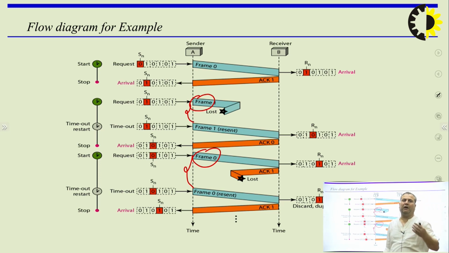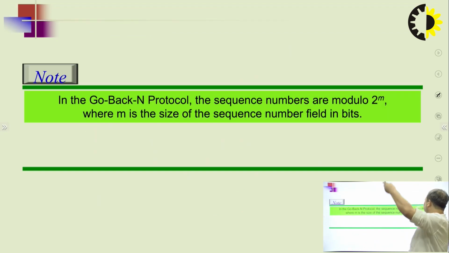For a noisy channel, what we are adopting is: either the frame is discarded or lost in the network, or the ACK is lost. In both cases, when the timer of that particular frame goes off, it will be retransmitted. So in this way, things are done.